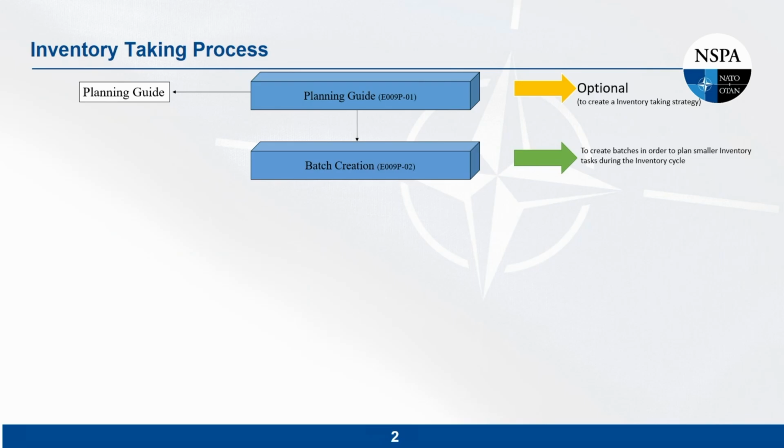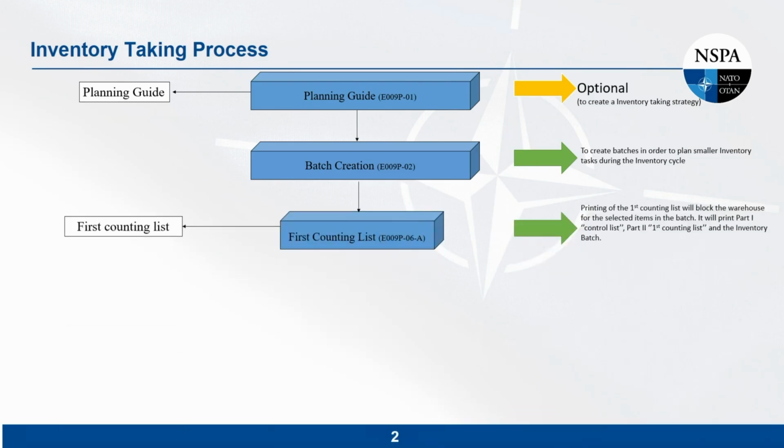After the badge creation is done, you will go to the first counting list. Printing of the first counting list will block the warehouse for the selected items in the batch. It will also print 3 documents. Part 1, a control list. This is a list the PAO or the warehouse supervisor should keep and not share with the people or the staff that are doing the counting.